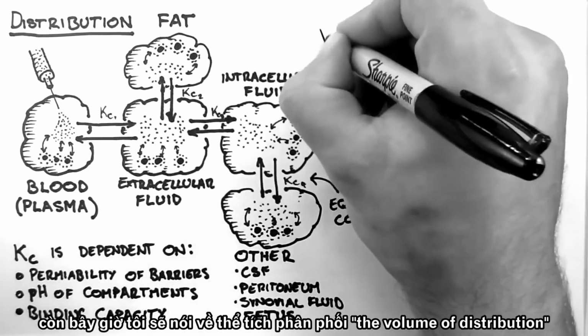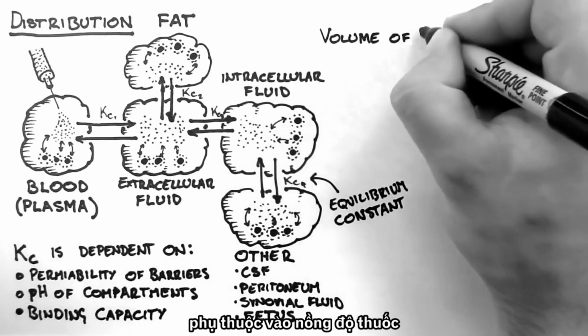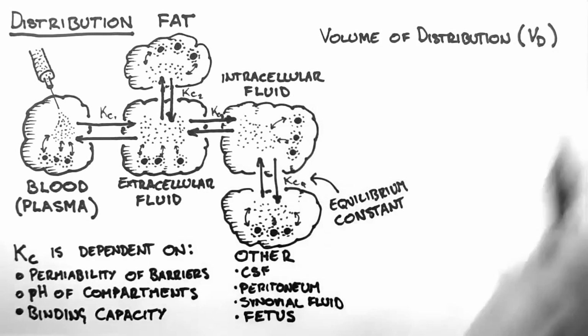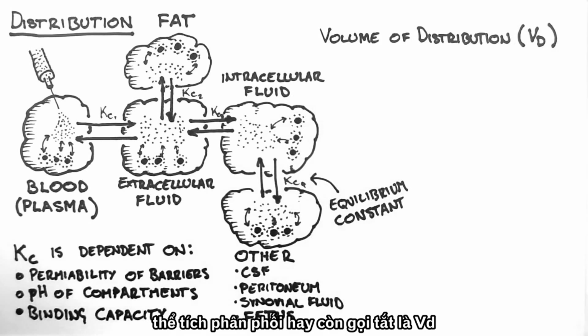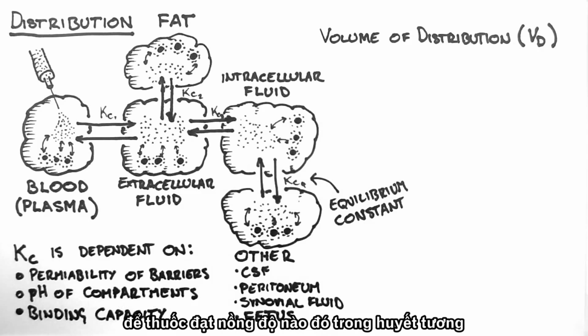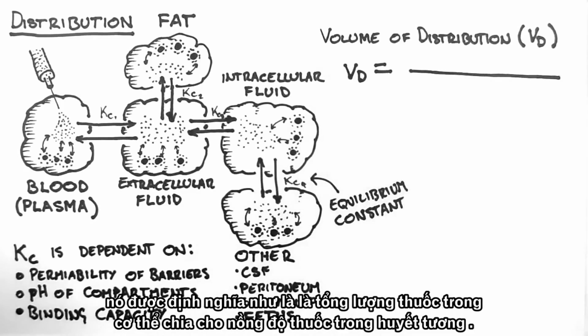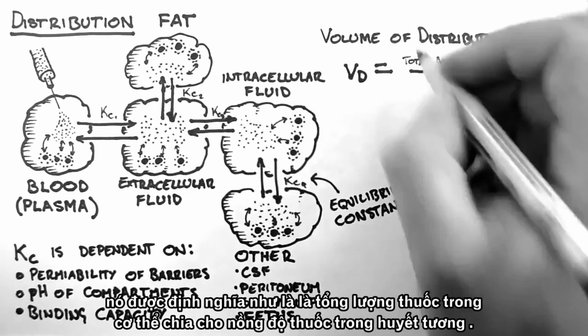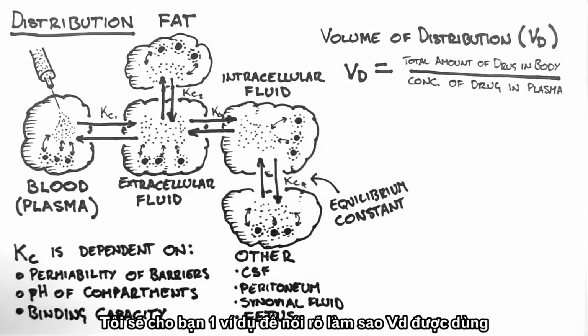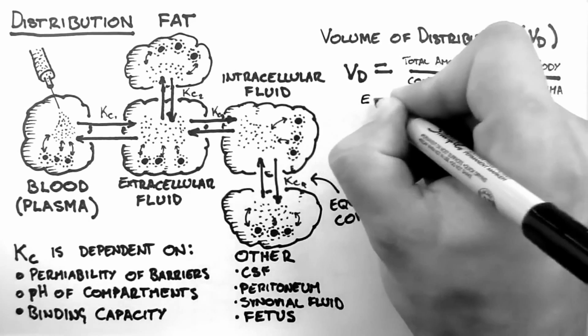Now I'm going to talk about the volume of distribution, which, depending on the level of pharmacology you need to know, may or may not be important. The volume of distribution, denoted VD, is a property of the drug which shows how much drug needs to be within the body to get a certain concentration in the plasma. It is defined as the total amount of drug in the body divided by the concentration of drug in the plasma. I'll give you an example of how it might be used.